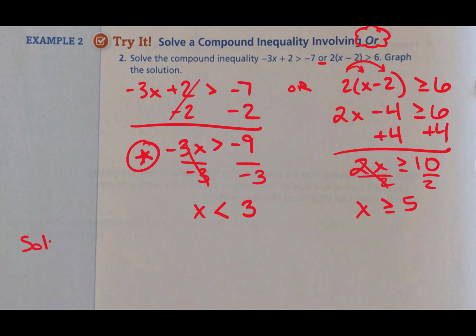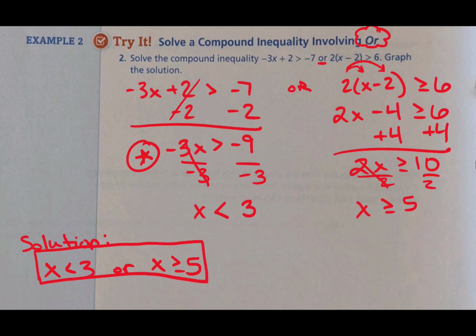So our final solution, when we write this all together, we've got x is less than 3, or x is greater than or equal to 5. There isn't like a smooth way to combine these. If it's an OR, you just have to write the OR. The last part though is our graph.